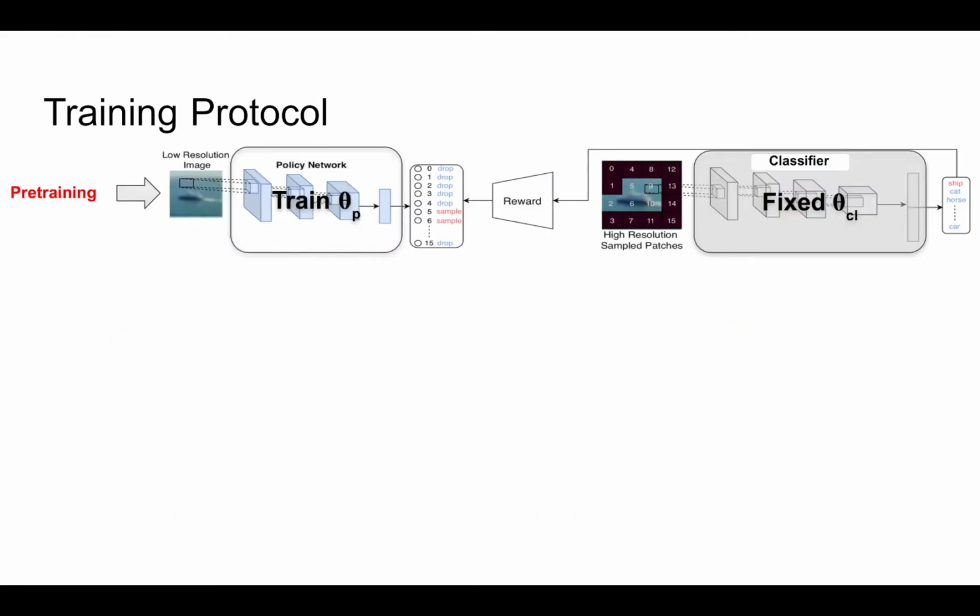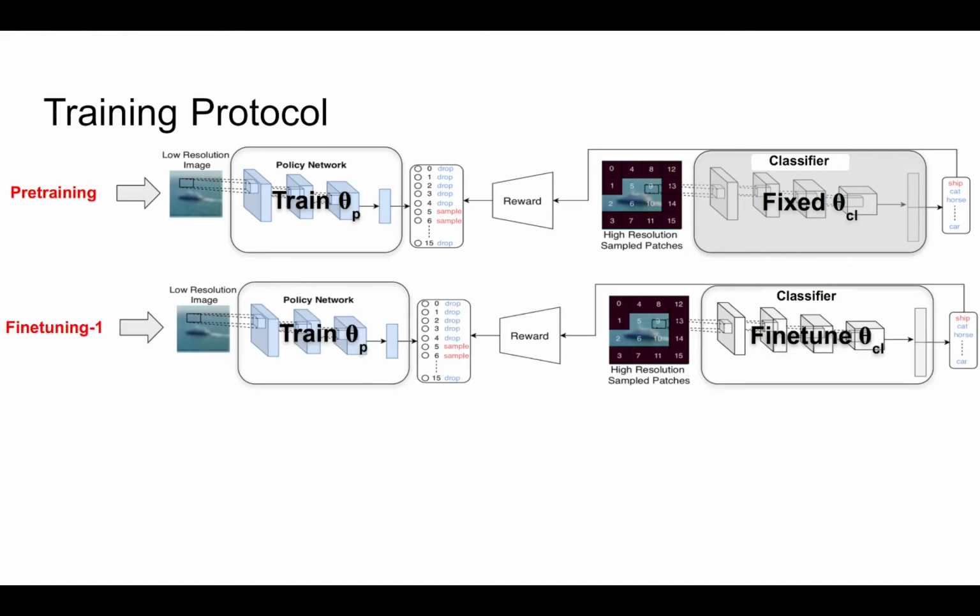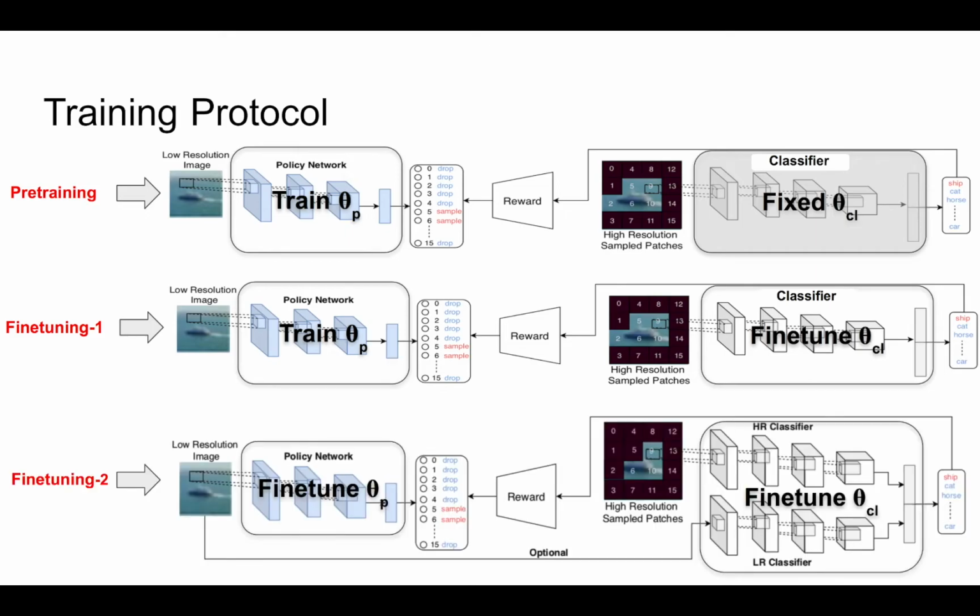Our training protocol consists of three sequential steps. In the first step, we pre-train the policy network while fixing the parameters of the classifier. In the second step, we jointly fine-tune the policy network and classifier network so that the classifier can adapt with respect to the masked images. Finally, we propose an optional step which incorporates a low-resolution network to get a model ensemble that utilizes masked images as well as low-resolution images.